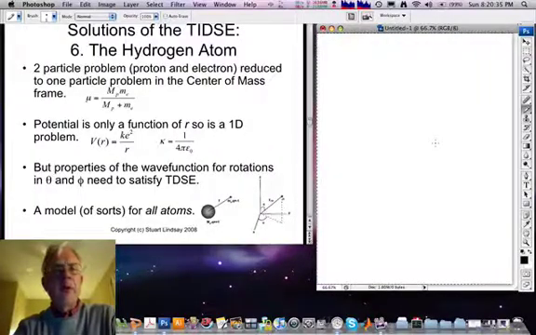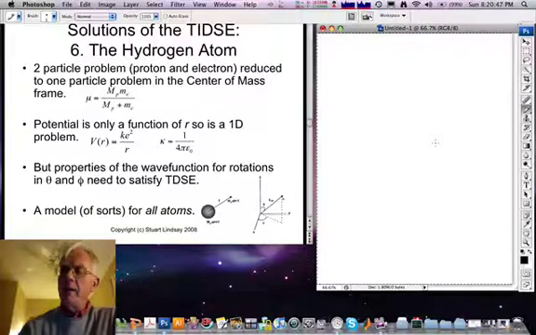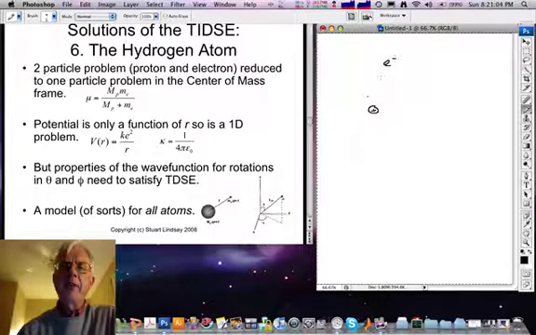Now we come to a very important problem, one requiring a three-dimensional solution of the Schrödinger equation, which is the hydrogen atom. It's an important problem in its own right, and it's also an excellent model for all the atoms in the periodic table. So, a hydrogen atom consists of a proton of unit positive charge, an electron of unit negative charge, separated by some distance r.